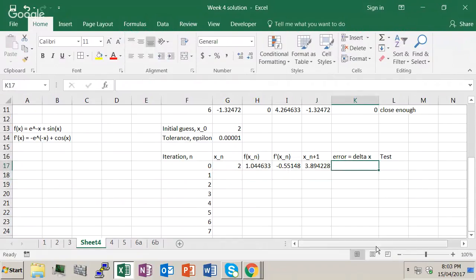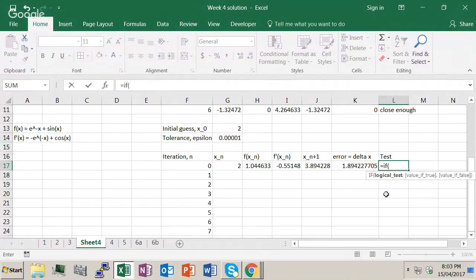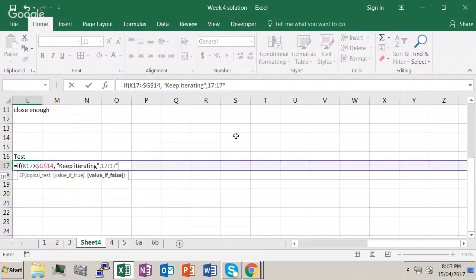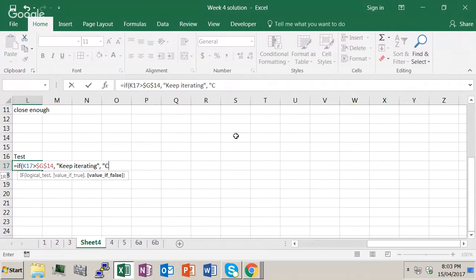The error will be the absolute difference between x sub n plus 1 and x sub n. So this would be ABS, cell J17 minus cell G17. Our test will contain an if statement comparing our calculated error against a predefined tolerance. So if our error is larger than our predefined tolerance, we can assume that we need to keep iterating, else we'll assume that the results are close enough.